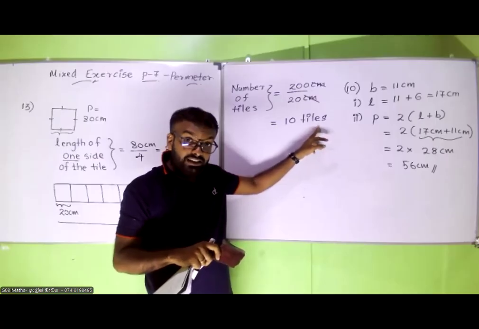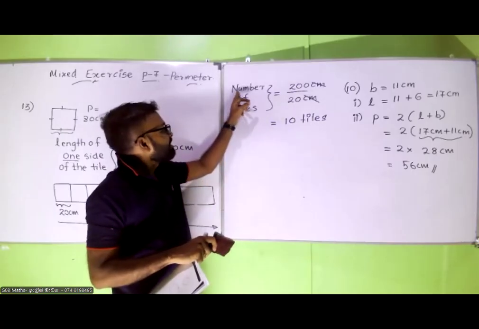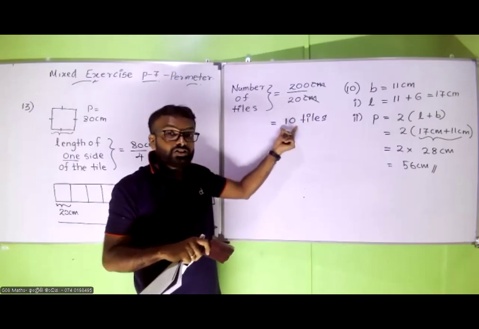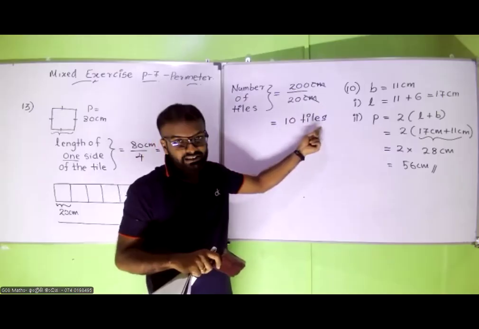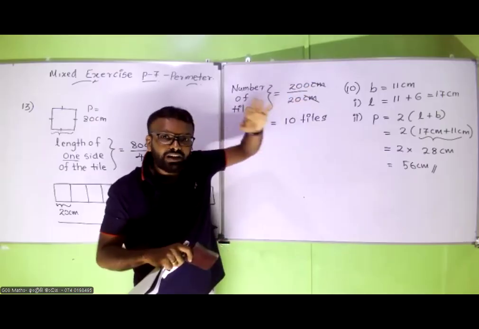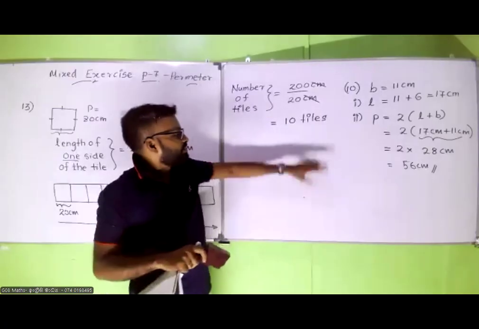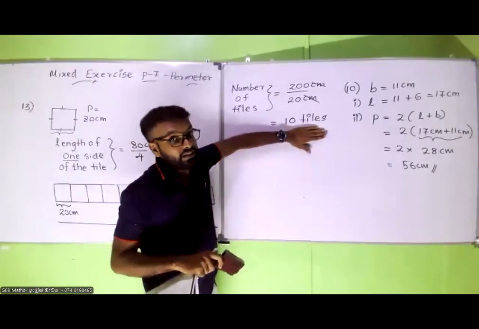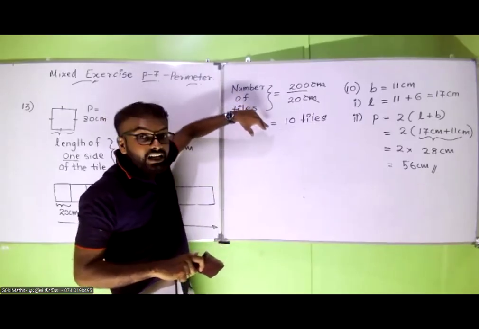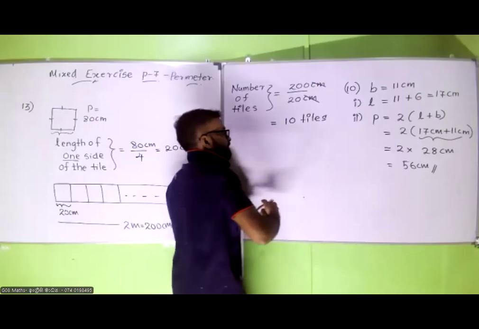So you cannot put centimeters here, because they are asking for the number of tiles. You have to put the answer as: you will be needing 10 tiles. 10 tiles, not centimeters, because centimeter divided by centimeter cancels out. So this is your number of tiles, and you can give the final answer as 10 tiles. Fine.